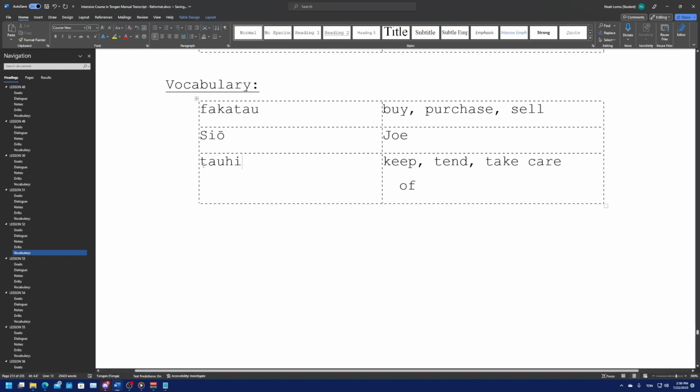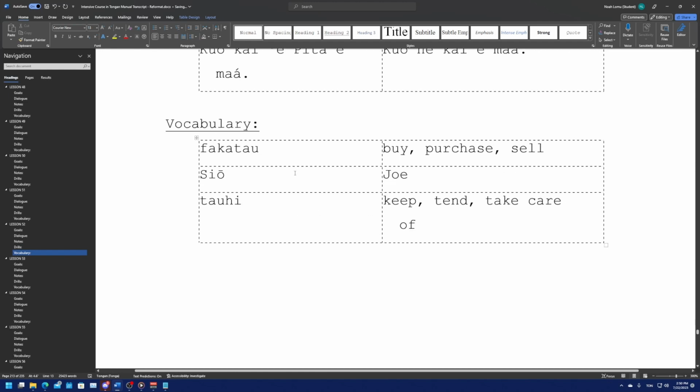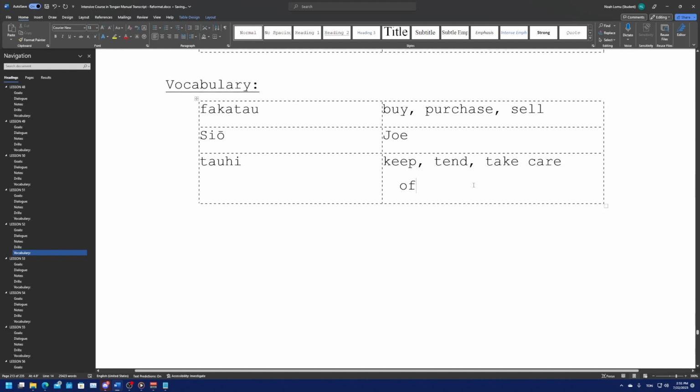So we have tauhi, which is to keep, tend, take care of. We saw that a few times in here. This can be used like it was here for children, to take care of them. It can also be for plants or a farm, like to steward something is to tauhi, and all that.